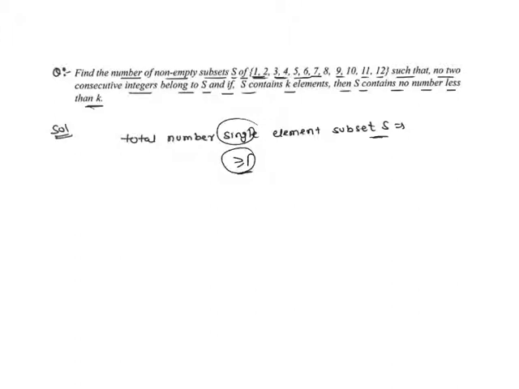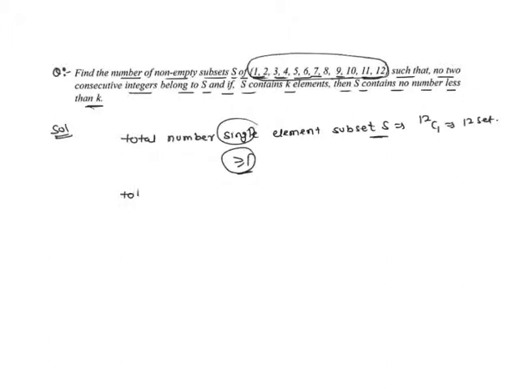Now the solution. First is the total number of single element subsets S, and the element of S should be greater than or equal to 1, so we can select any of 1, 2, 3, 4, 5, 6, 7, 8, 9, 10, 11, 12. So out of 12 numbers we have to select one number, that is 12C1 ways, that is 12 sets.